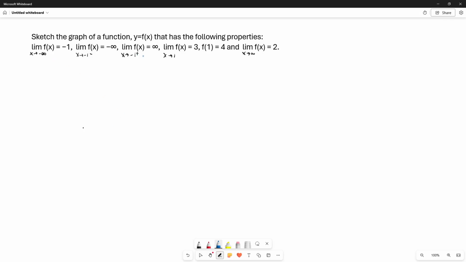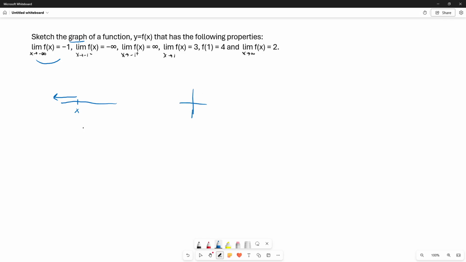So let's look at each of these one at a time and see what they imply about the graph of the function, and then put them together in a final answer. So the first one, the limit as x goes to minus infinity, so x is going to go all the way to the left, of the function is equal to -1.